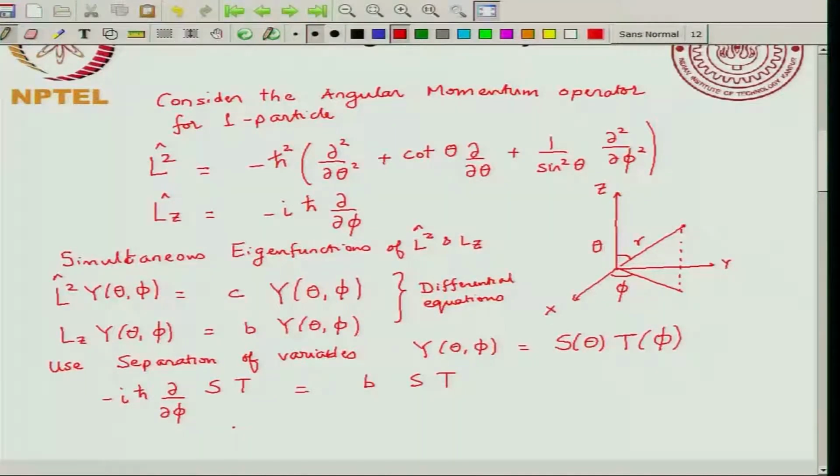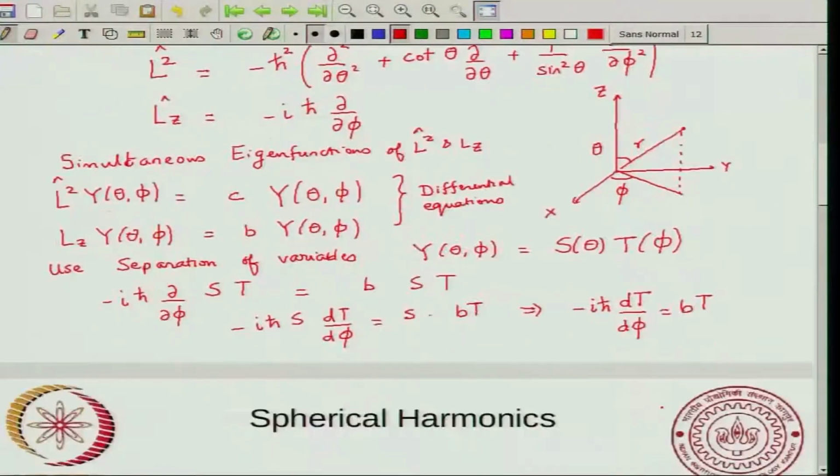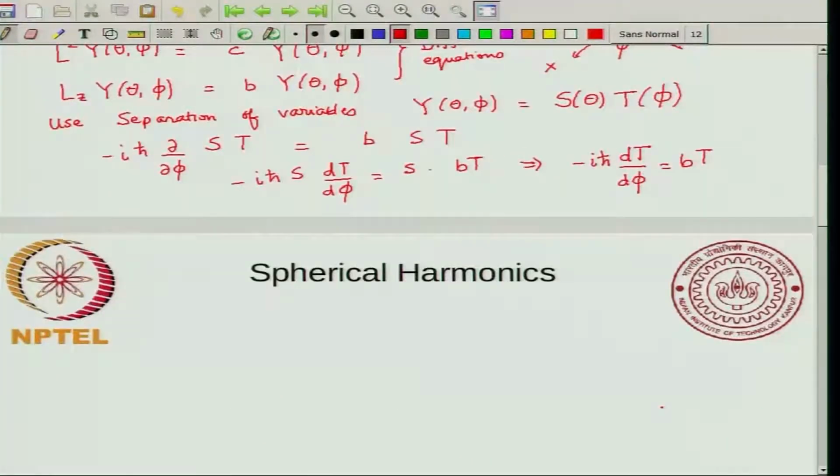So, I can write this as minus i h bar s dT by d phi equal to s times bT. Okay, I am deliberately writing the s in front, and what you can do is cancel the s on both sides, and this gives you the relation minus i h bar dT by d phi equal to bT. Okay. So, this is the differential equation for T, and it is a really simple differential equation.